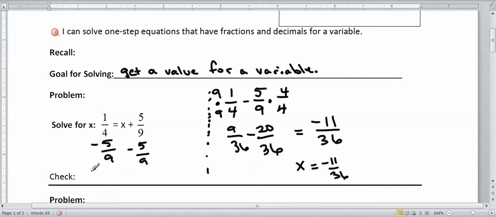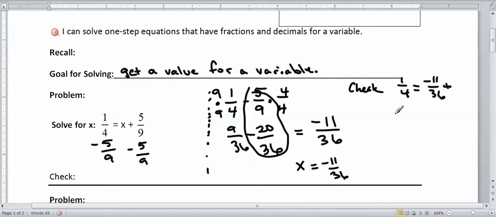Now, if I wanted to check that, if I plug it back in, I'm going to do my check over here. Okay, I get 1 over 4 is equal to negative 11 over 36 plus, and instead of putting in 5/9, I already know I'm going to need a common denominator, so I've got this 5/9 here that turned into 20/36. So that'll give me a common denominator, so I'm going to make it plus 20 over 36 instead of 5 over 9. Okay, so keep that in mind. I'm replacing 5 over 9 with 20 over 36 to save myself a little bit of work.